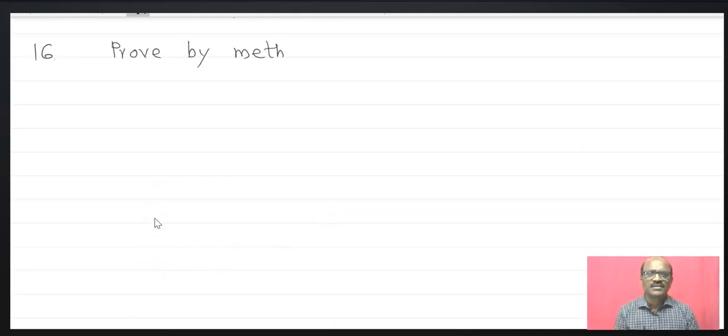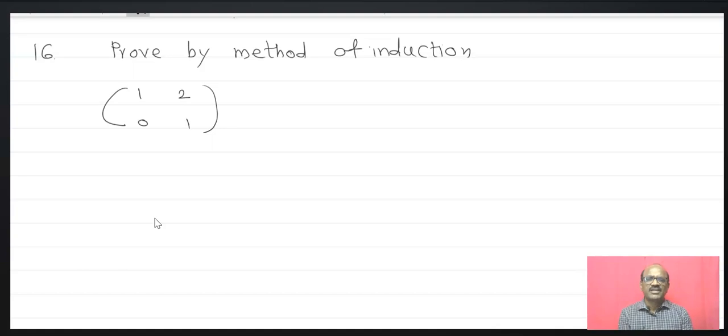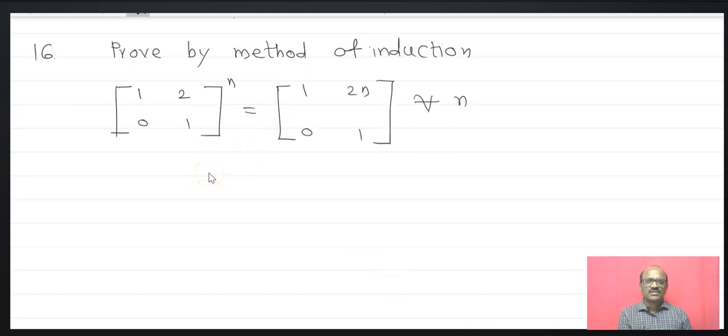Prove by the method of induction. This is a simple question. It depends on the matrices. The matrix [1 2; 0 1] raised to n is equal to [1 2n; 0 1], for every small n belonging to the capital N.